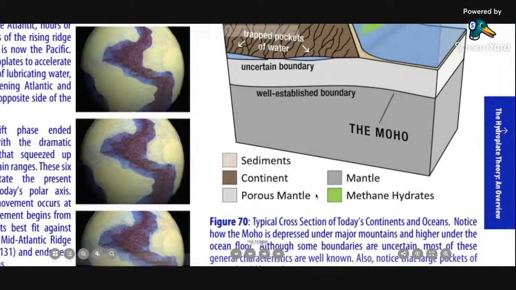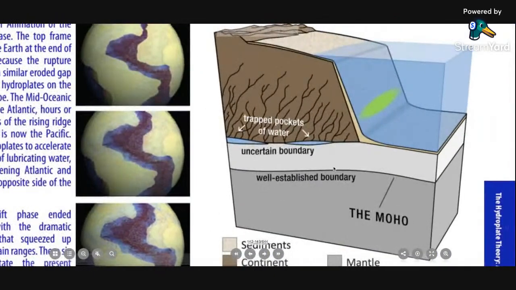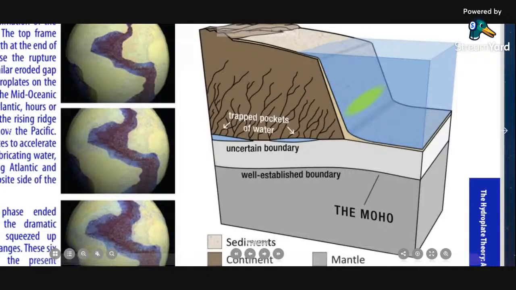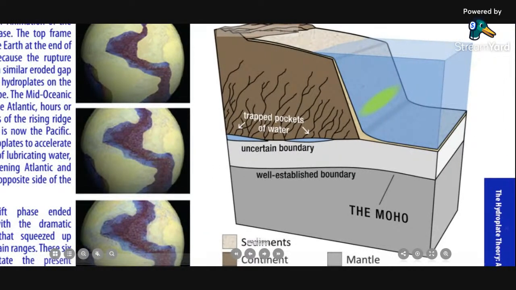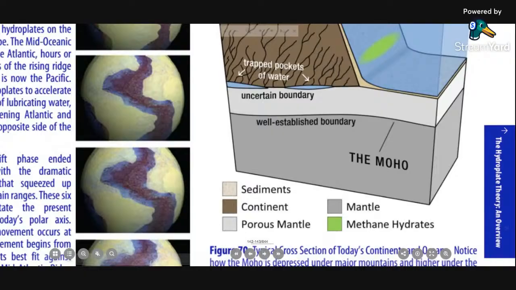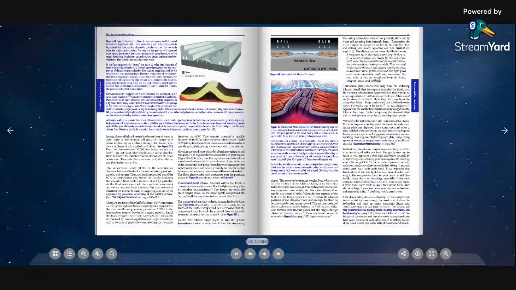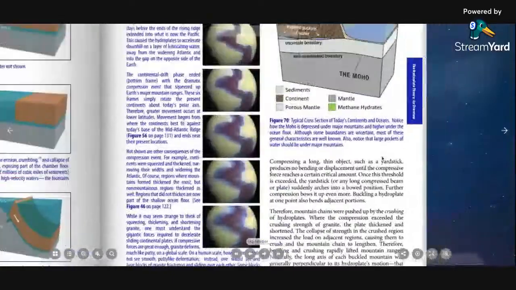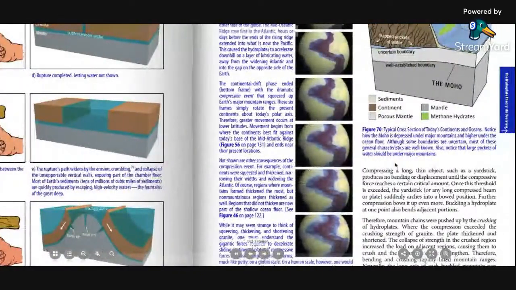Okay, the Moho. This is on page 143. Trapped pockets of water, uncertain boundary, well-established boundary. That's pilot error again. Okay, let's read this so you can see it.